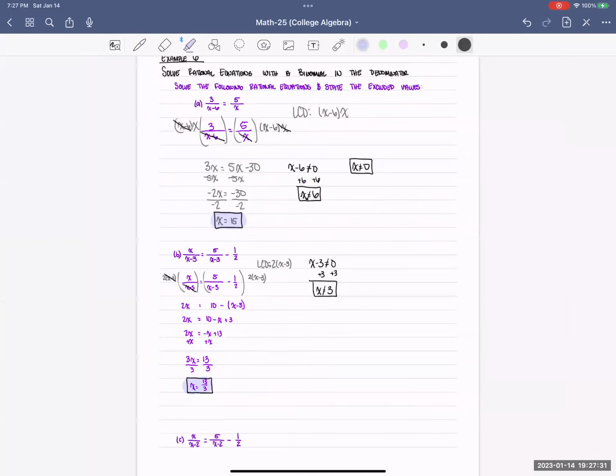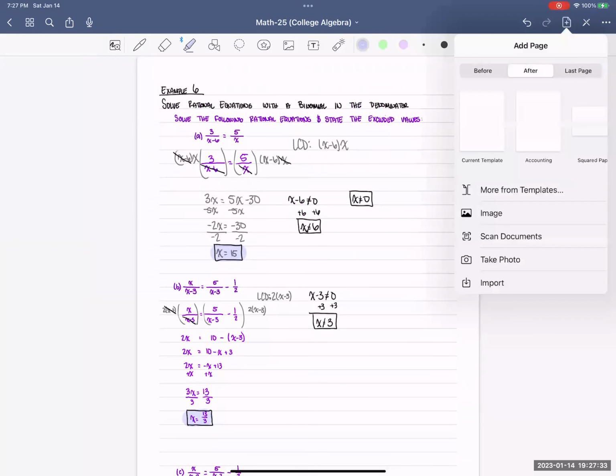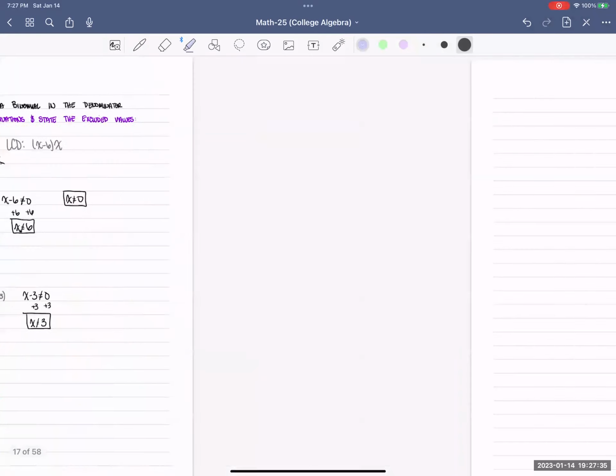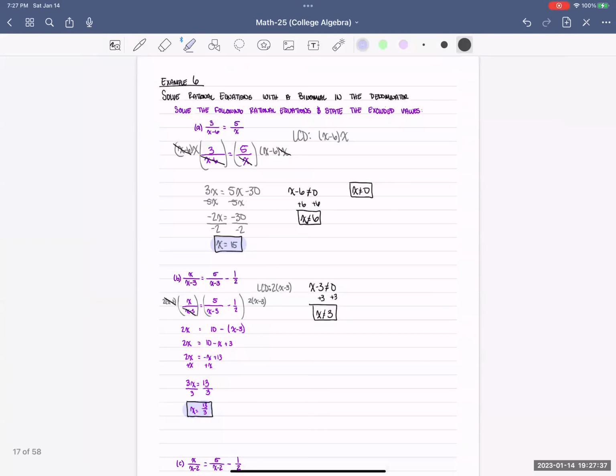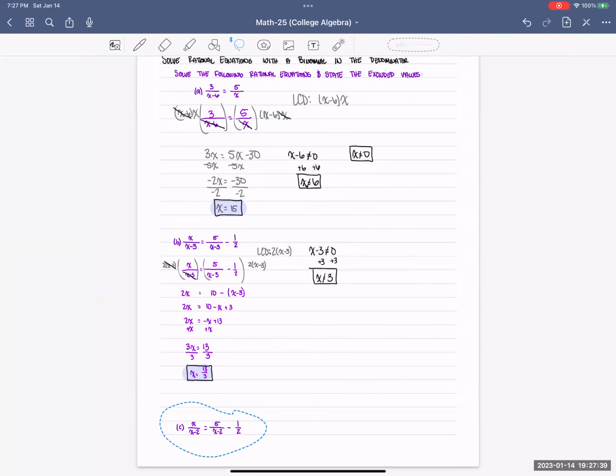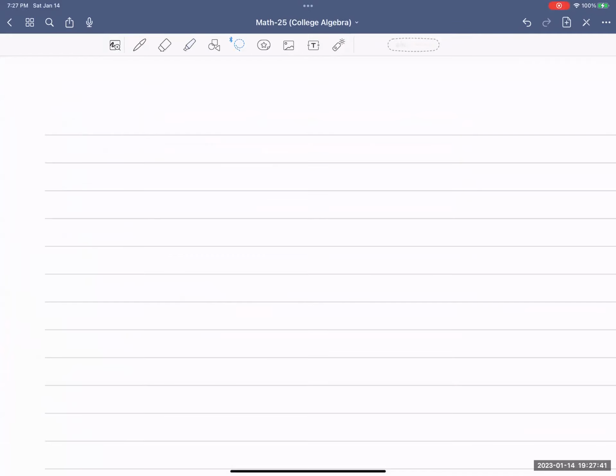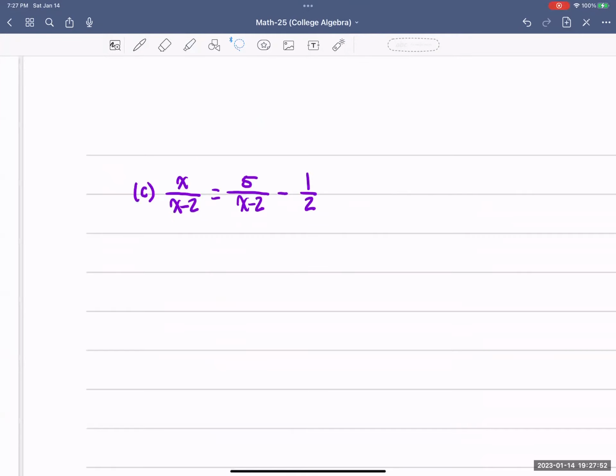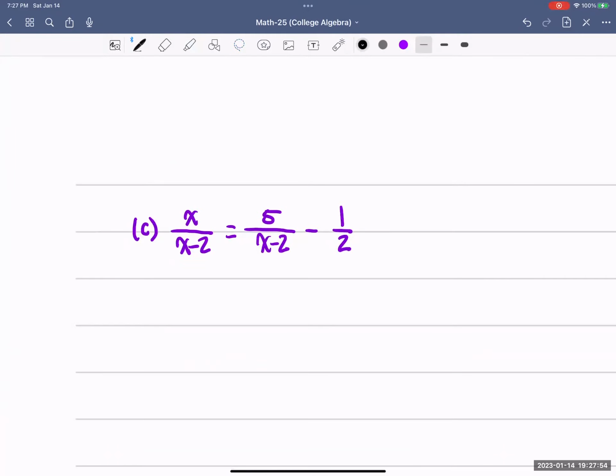And it looks like we're running out of space. Let's grab this last problem. And same thing here. So we cannot use our cross multiplication. We have to find our LCD and our solutions that way. So let's give it a try.